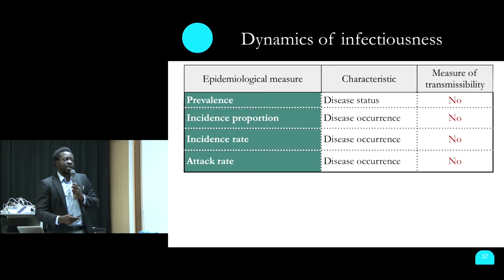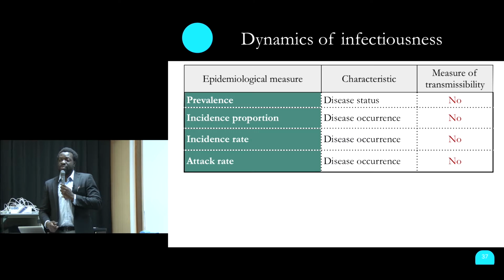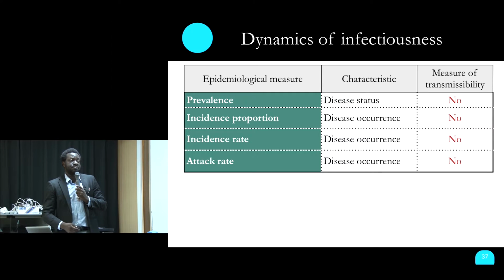So the prevalence is generally for measuring the disease status or the disease burden in a community. Incidence proportion, incidence rates, and the attack rates are mostly measures of disease occurrence, how the disease occurs within a population, but they don't tell us anything about transmissibility.